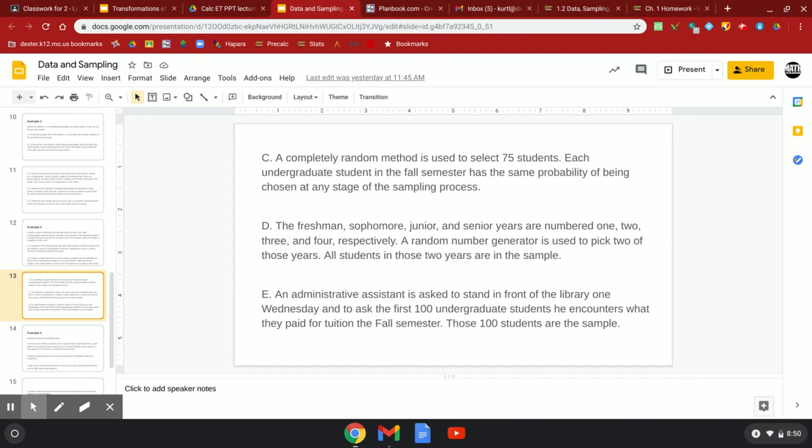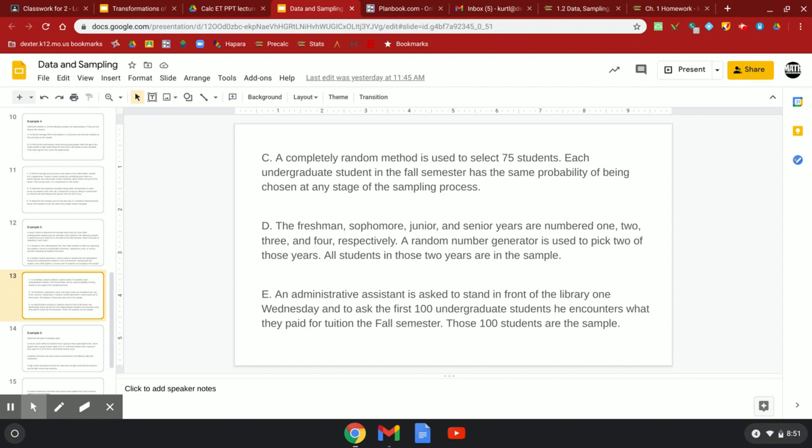Okay, we are at D. It says the freshman, sophomore, junior, and senior years are numbered 1, 2, 3, 4, respectively. A random number generator is used to pick 2 of those years. All students in those 2 years are in the sample. This would be an example of a cluster sample. Okay. I've got them broken apart into strata, so you might think it'd be a stratified sample. But since I'm surveying everybody in that cluster, or in that stratum, it's going to be a cluster sample.